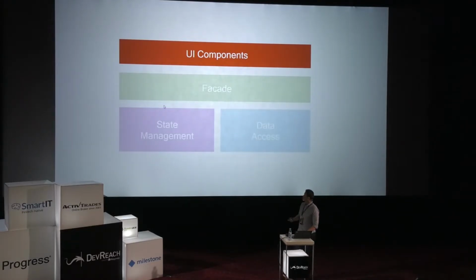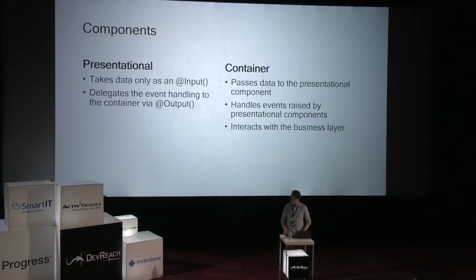So I want to start with the UI components first. We can separate the components in Angular in two: presentational components and container components. The presentational ones, you can find in literature as dummy components too. They have a single responsibility. They take the data as an input and render it, and when they detect some events by the user, they notify the container, but they do not handle events themselves. So they basically emit events up the hierarchy.